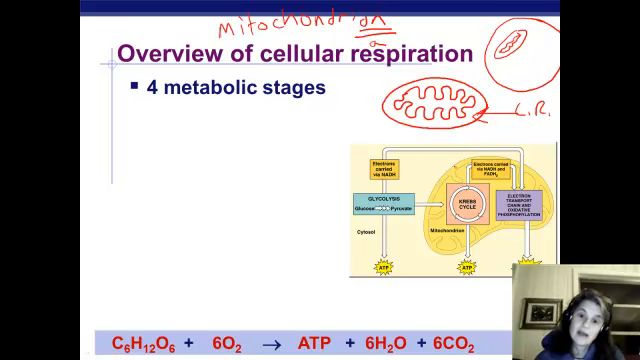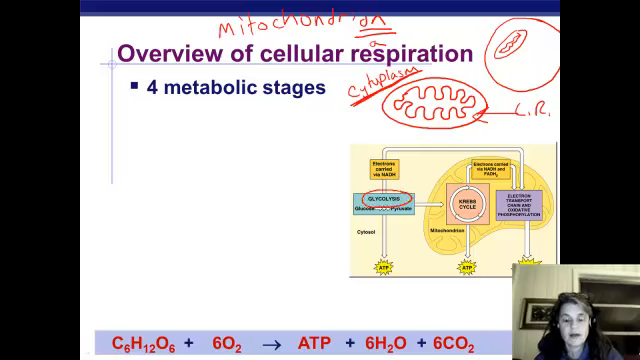Now, having said that, the place where cell respiration starts is actually outside of the mitochondria in the cytoplasm of every cell. In the cytoplasm, requiring no special organelles or anything, is where we start cellular respiration. And we start it with this process called glycolysis.